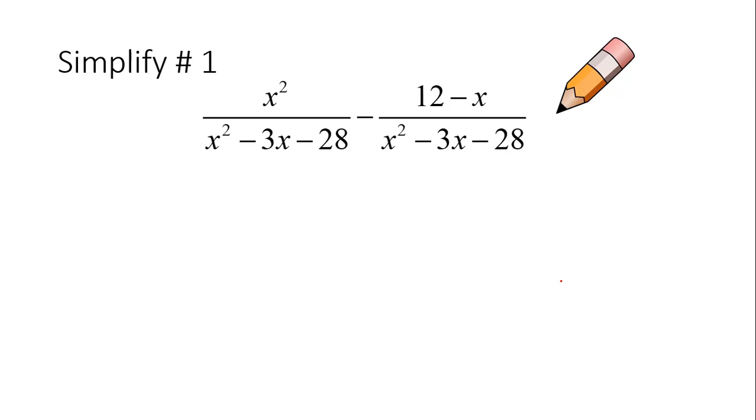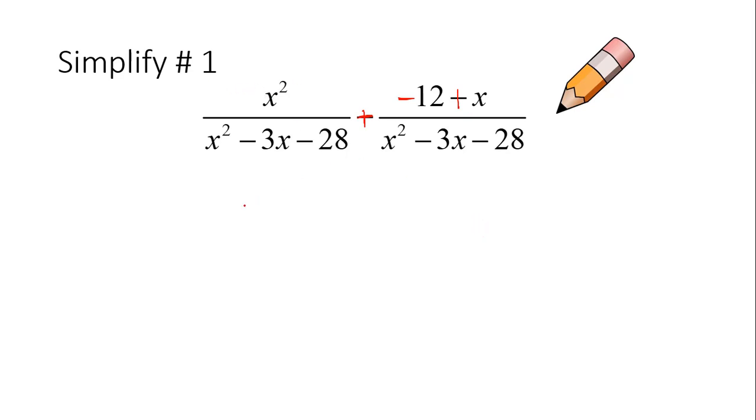I have x squared over x squared minus 3x minus 28. Subtract 12 minus x over the same denominator. So notice these are the same. So first thing I'm going to do is deal with my numerators. I am subtracting. When you're subtracting, I like to make this a plus and then distribute that negative behind it. So that way I don't get confused on the signs and all that fun jazz.